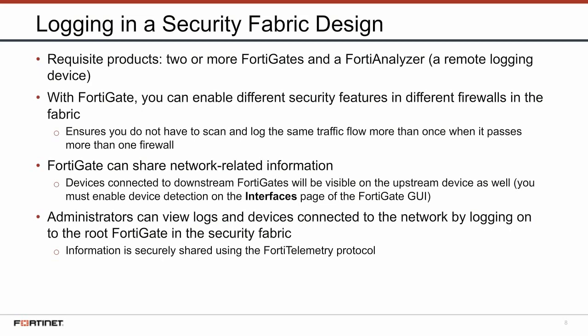For example, in the internal segmentation firewall, ISFW, you can enable only AV, while in the next generation firewall, NGFW, facing the internet, you can enable web filtering, IPS, and application control. This means you do not have to duplicate scans and logs of the same traffic flow when it passes through multiple firewalls. The security fabric can provide a network topology view, physical and logical, and FortiGate devices can share network-related information. For example, devices connected to downstream FortiGate devices will be visible on the upstream device as well.